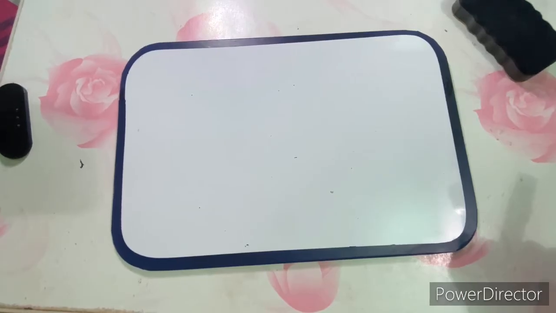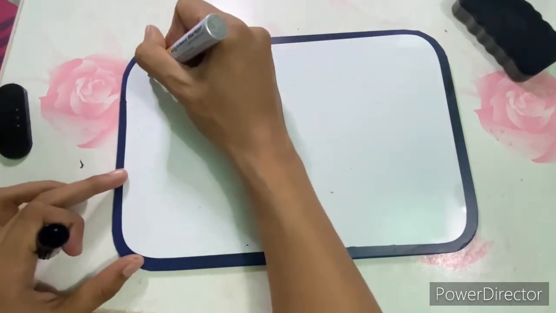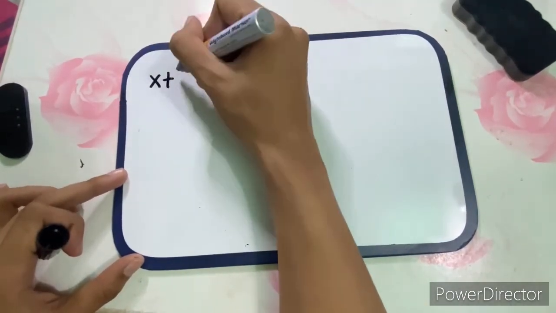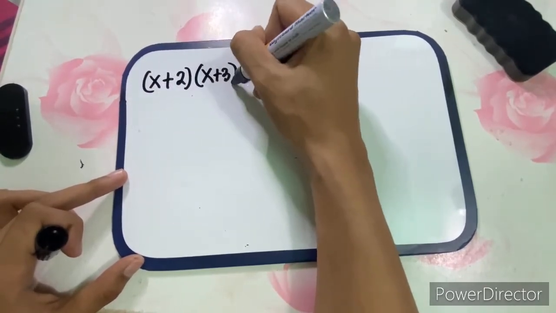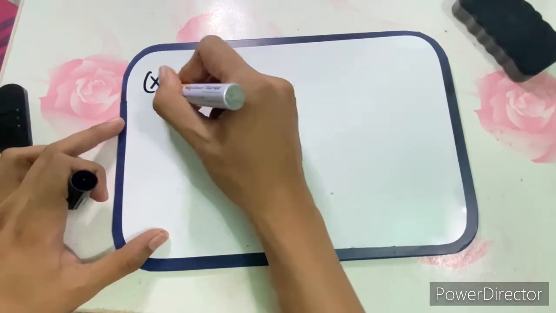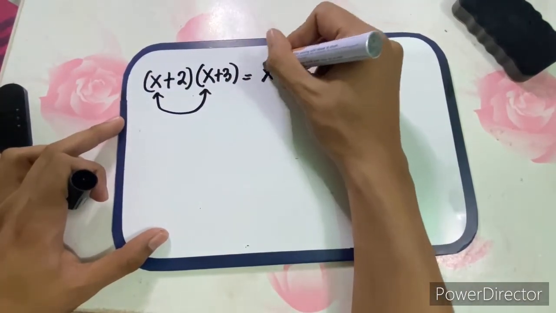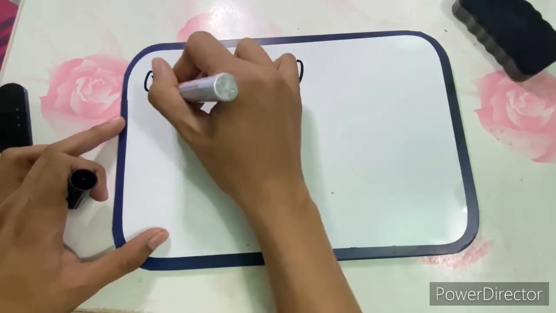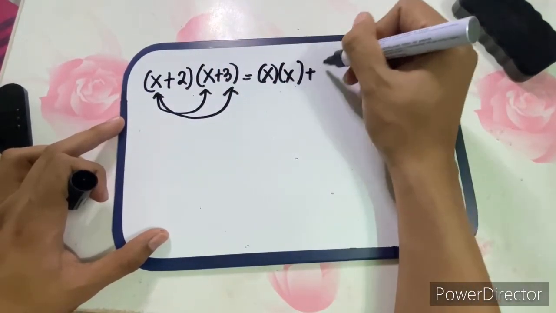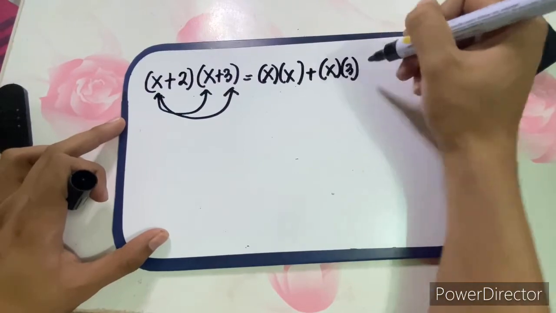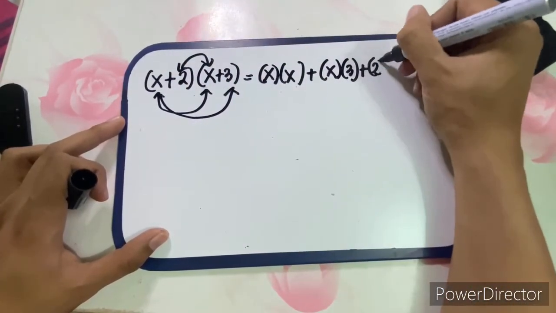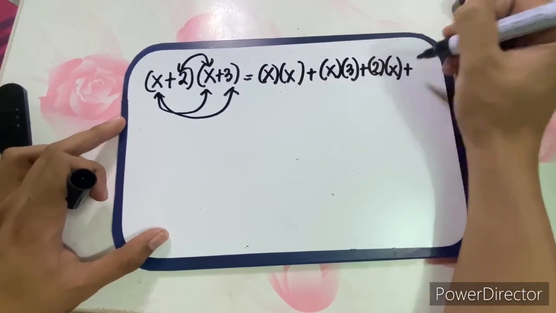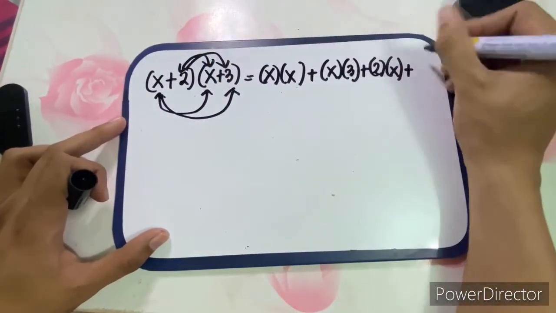We have a general trinomial. So how can we get a general trinomial? For example, we have to multiply two binomials like x plus 2 and x plus 3. So multiply, using the FOIL method: x times x, plus x times 3, plus 2 times x, plus 2 times 3.